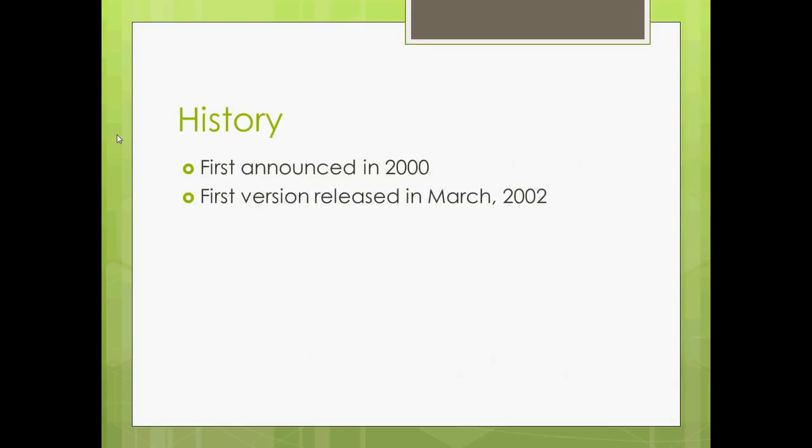Coming to the history, .NET was first announced back in 2000, and from then for maybe about 1.5 years it was in the beta phase, and then it was finally officially released in March 2002. I believe this is the history that is required, and I don't think you would need more than this. So I will directly move on to the next slide.